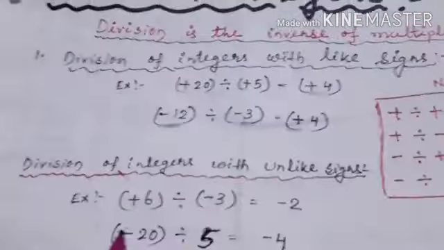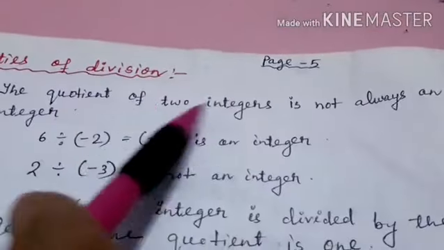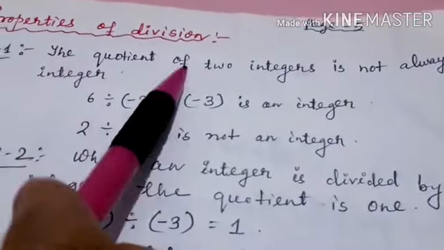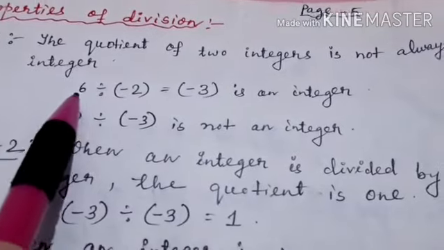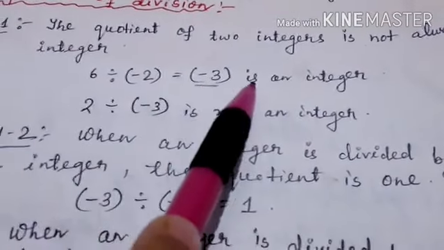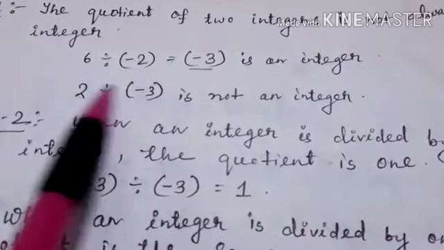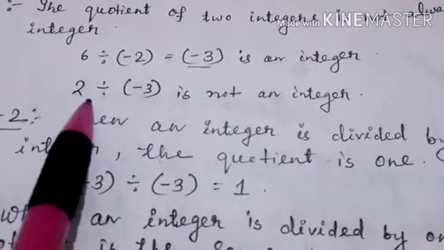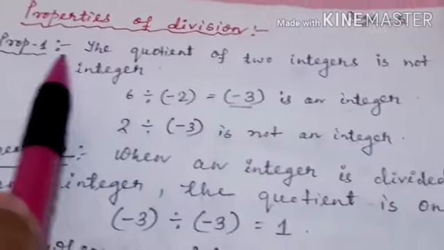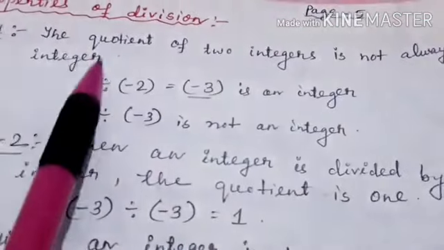Now go to the properties of division. Property 1: the quotient of two integers is not always an integer. Suppose I take one example, 6 divided by minus 2 is equal to minus 3. Minus 3 is an integer. But 2 divided by minus 3, you can't divide evenly, it will give a decimal, which is not an integer. That's why property 1 says the quotient of two integers is not always an integer.